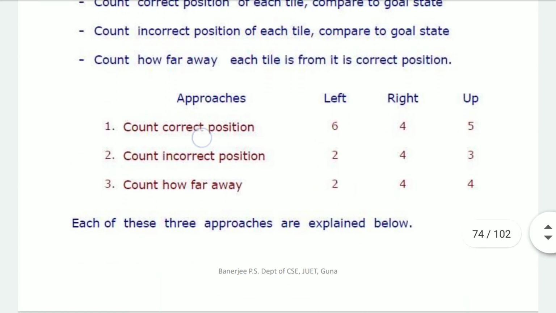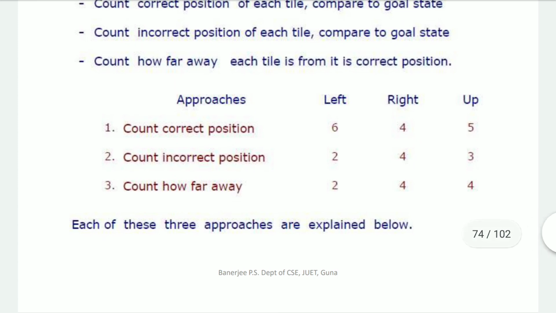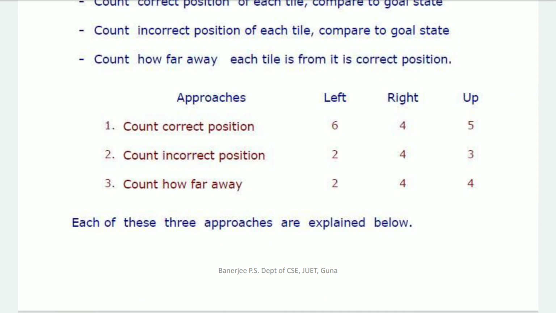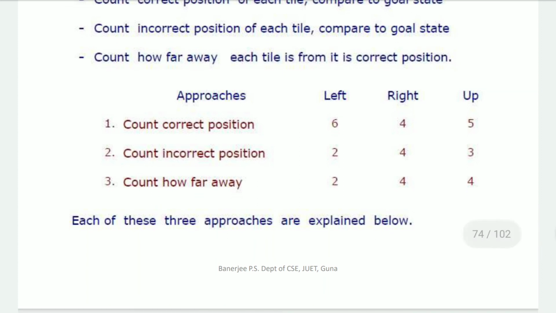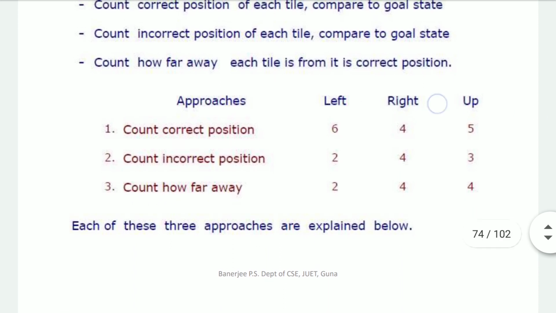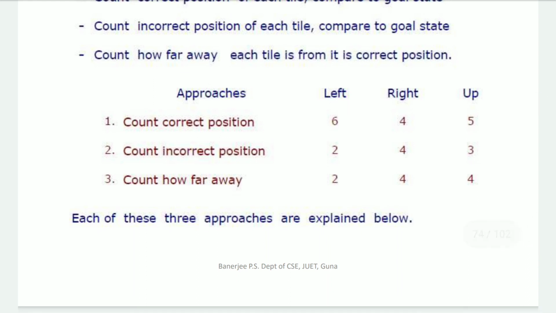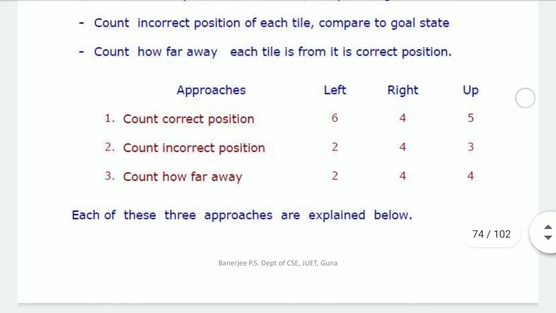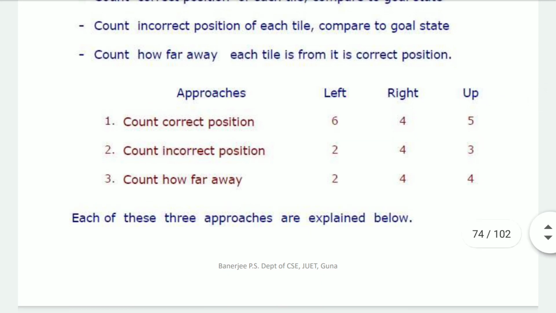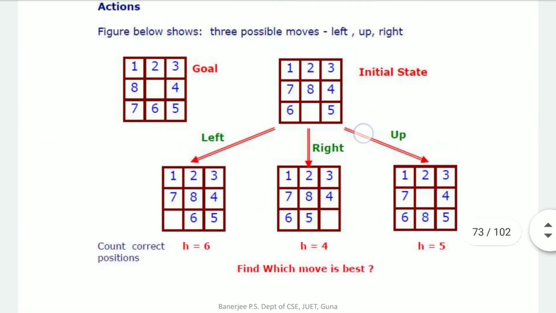Here, count the correct position. In the part of counting the correct position, I would have got one more column out here: left, right, up and down. In case of counting the incorrect position also, I would have got left, right, up and down. In case of counting how far away also, I could have got left, right, up and down here. So one more extra column could have been added here, subject to the condition that in my initial state the blank could have been at the second row's second position.